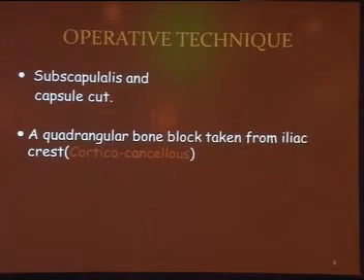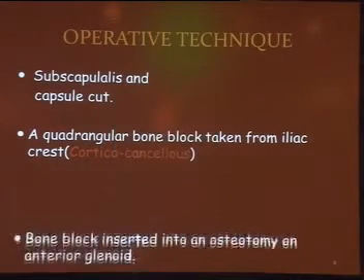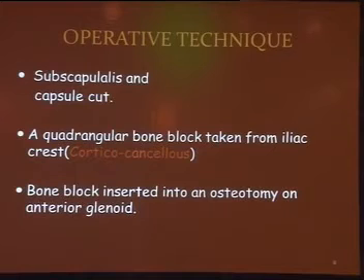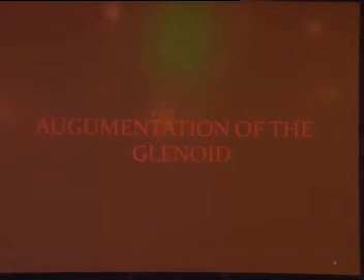This is the most important thing, the modification we did. A quadrangular bone block is taken from the iliac crest, a corticocancellous graft. This picture is not quite clear, but this is the shape of the graft which we take from the iliac crest, and this bone block is inserted into an osteotomy site on the anterior inferior part of the glenoid. So basically what we do is augmentation of the glenoid, to make the joint more spacious and deeper, so that there is very little chance of dislocation later.